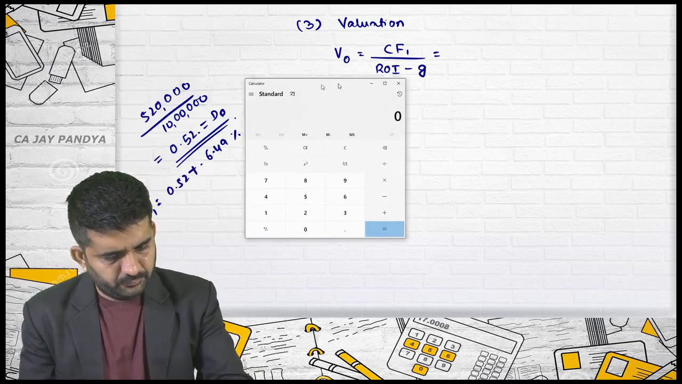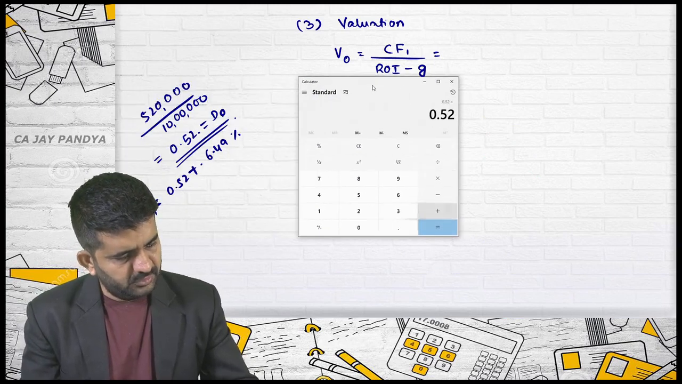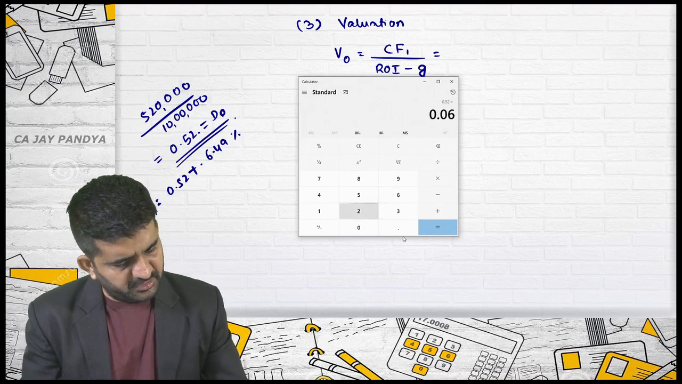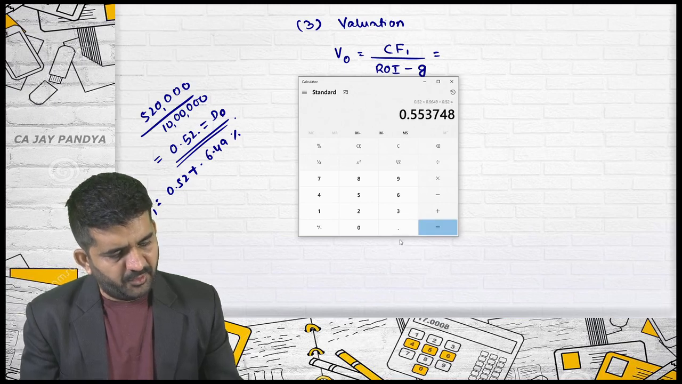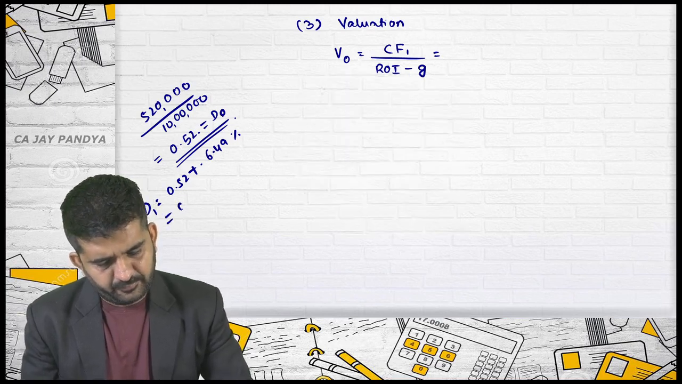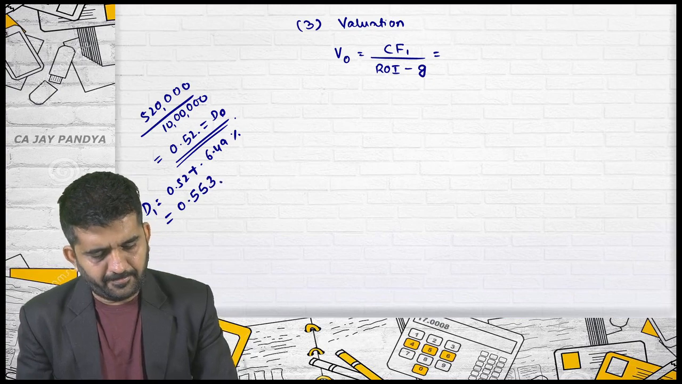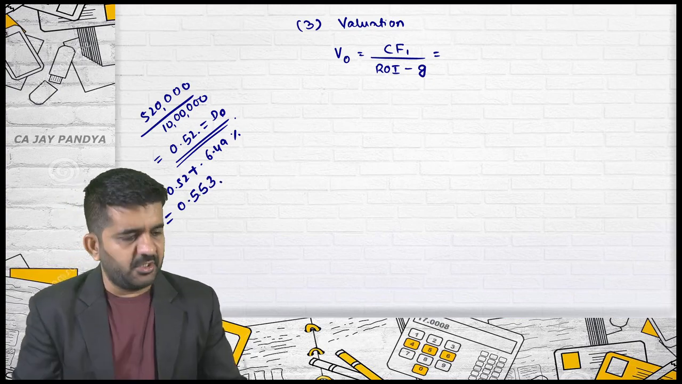0.52 multiplied by 0.0649 plus 0.52 is 0.553. This will be D1. That's it.